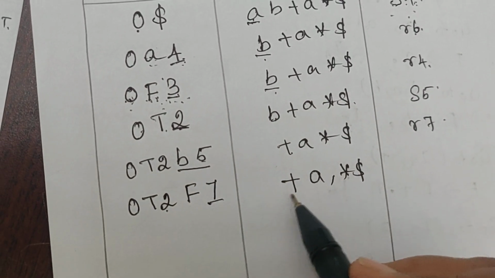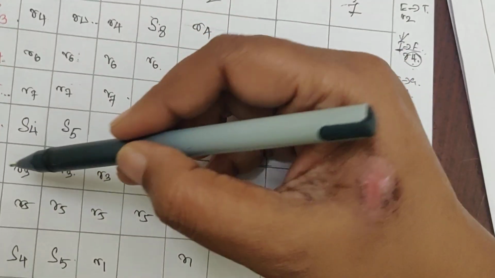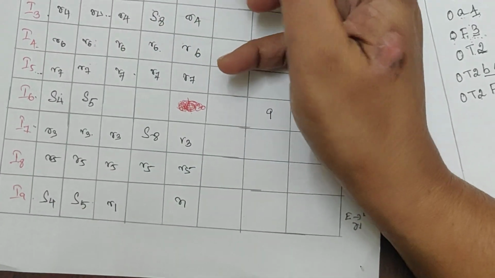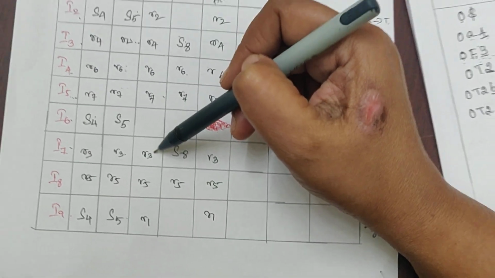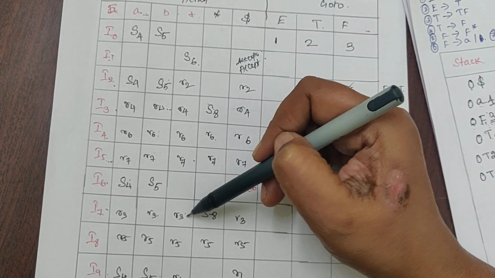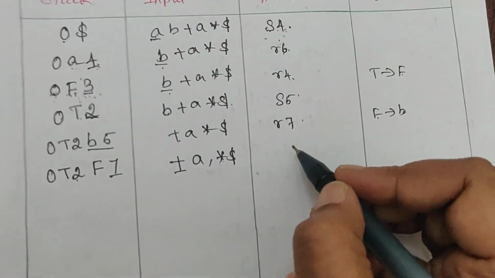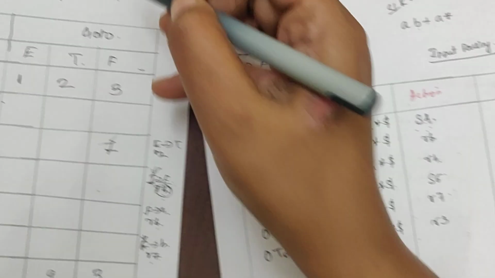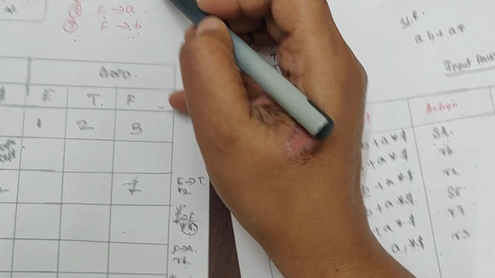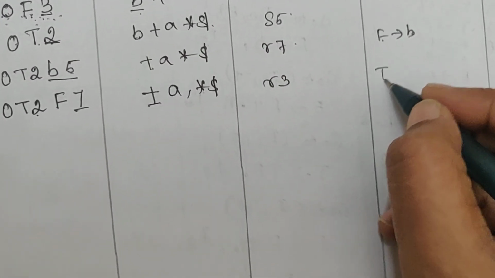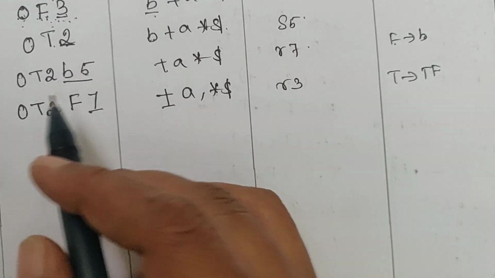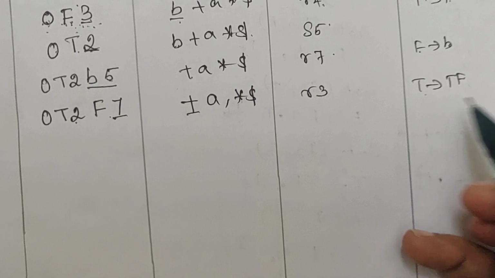Now 7 on plus. What is 7 on plus? I7 on plus, you have to check. I7 on plus is R3. So write R3 over here. R3 is T tends to TF. So I have T and F, and I have to reduce it to T.